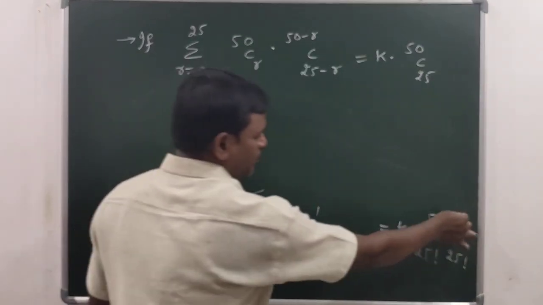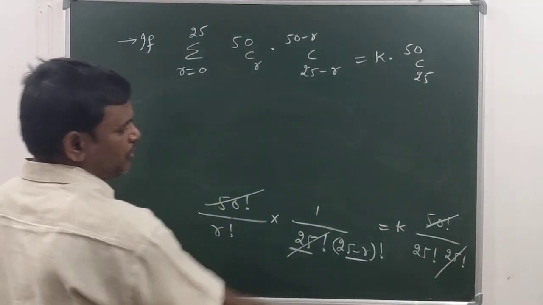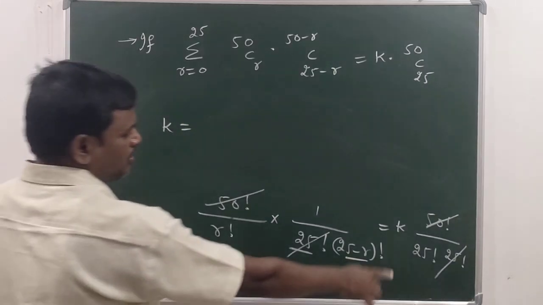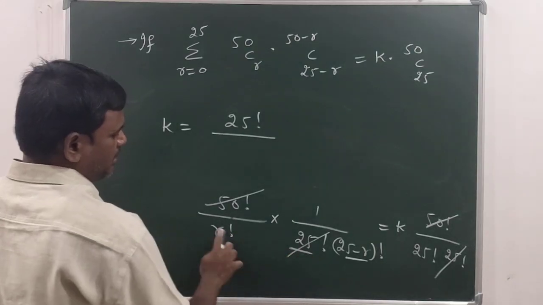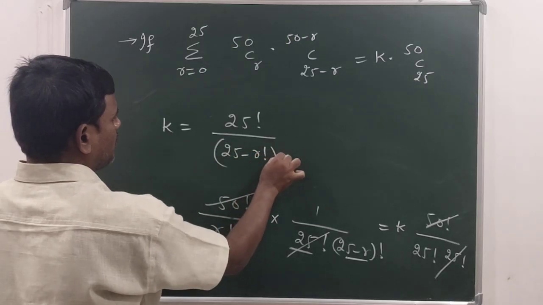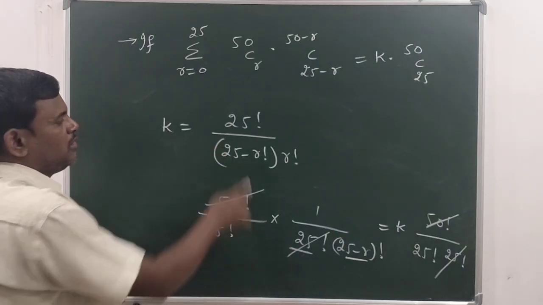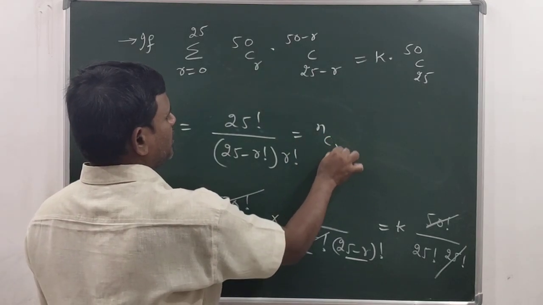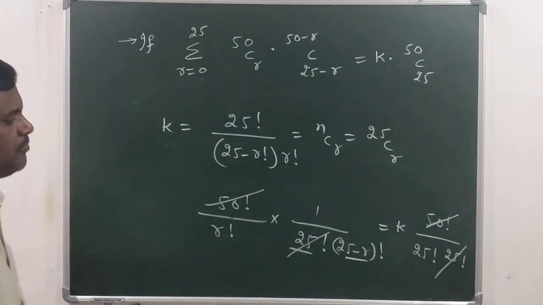Yes, 50 factorial cancels, 25 factorial cancels. Now we have to find the K value. Send this 25 factorial to the left side, so what do you get? 25 factorial by (25 minus r) factorial into r factorial you got. So this is nothing but what? N factorial by (n minus r) factorial into r factorial, which is nothing but NCR only. So here 25Cr. R is running from 0 to 25.